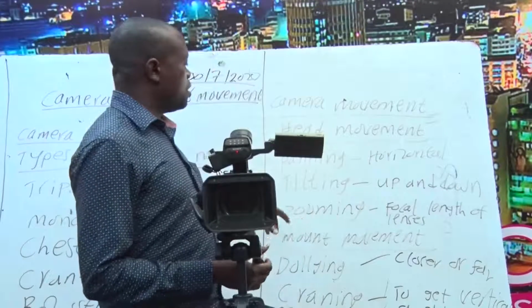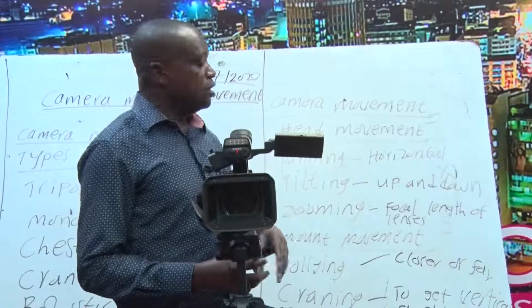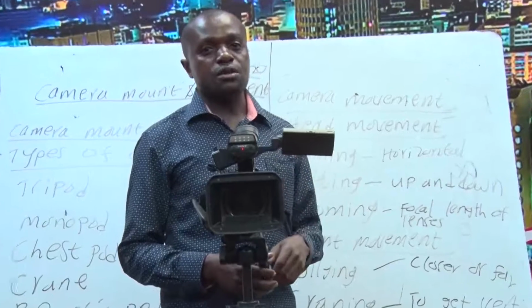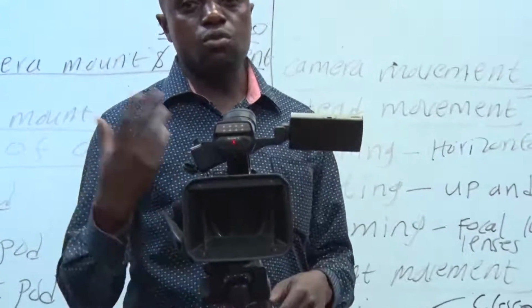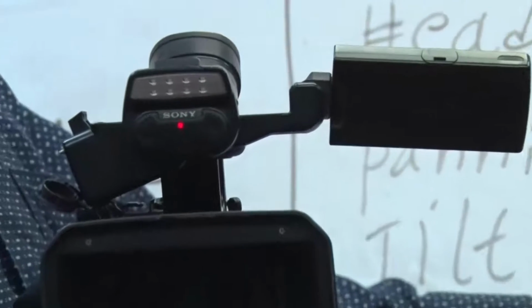So let's look at what is called zooming. To zoom simply means you are either increasing or decreasing your lenses in order to get the subject. Let's say the subject is very far. You can zoom in order to move the subject closer to you, or else you can zoom out in order to move the subject far.